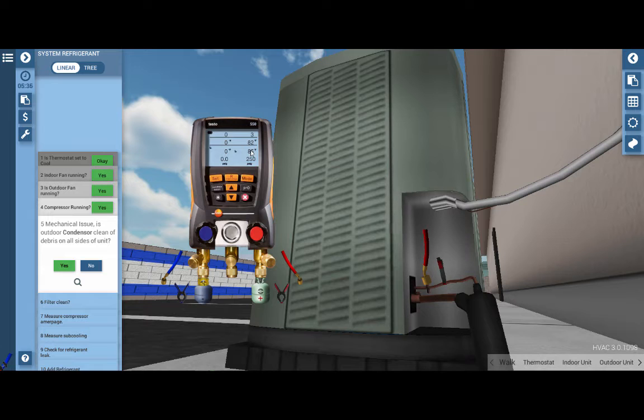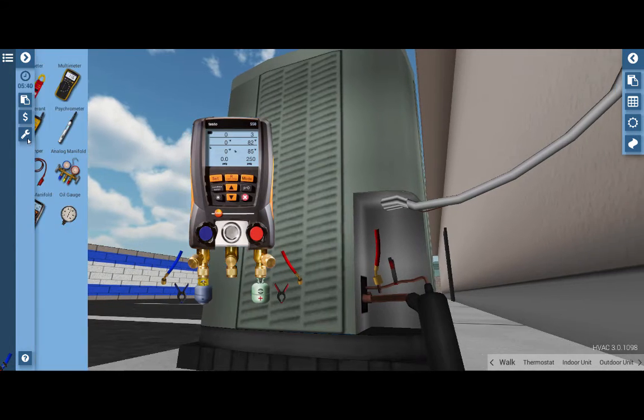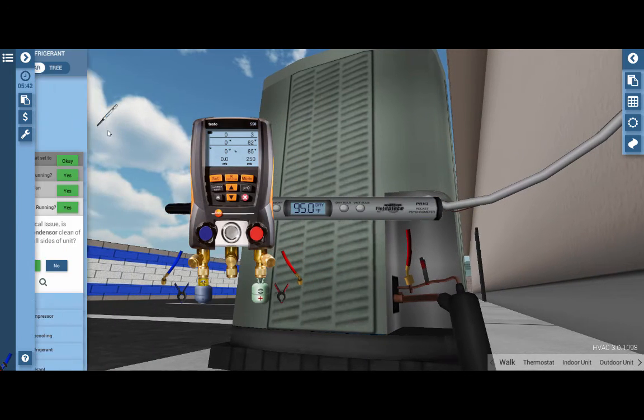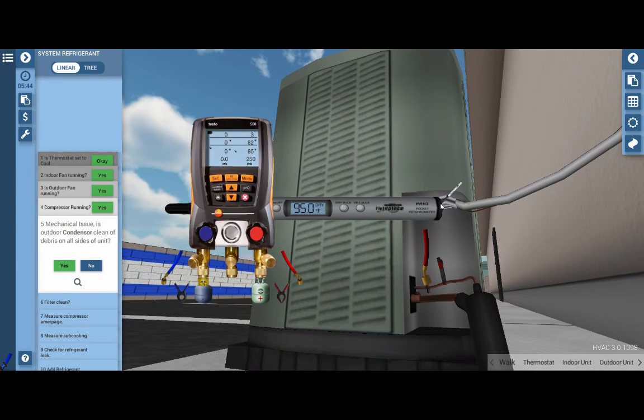Now, this provides us with an important clue, and I'll show you what it is. If we remove the thermometer or the psychrometer from the toolbox and we measure the outdoor temperature, we can see that it's 95 degrees Fahrenheit. The condensing temperature or saturation temperature should correspond to a temperature approximately 20 to 25 degrees above this. So we should be condensing at about 115 or 120 degrees.